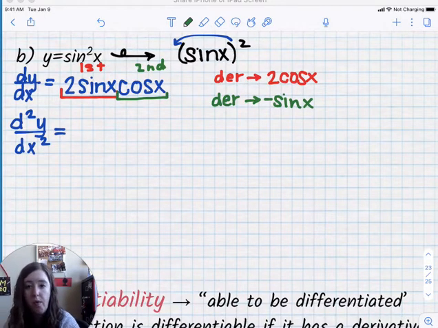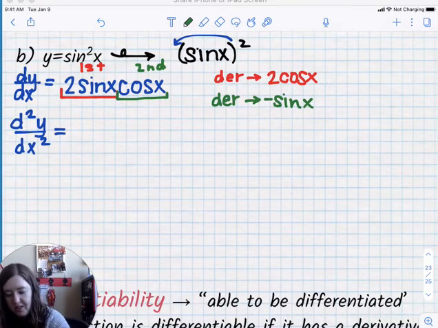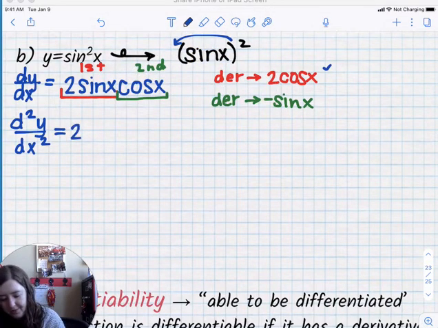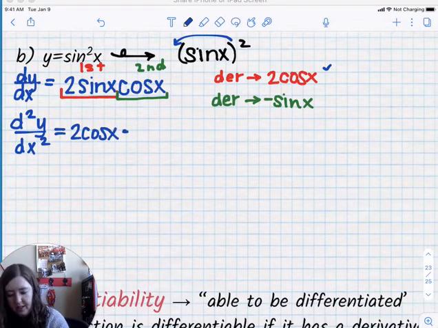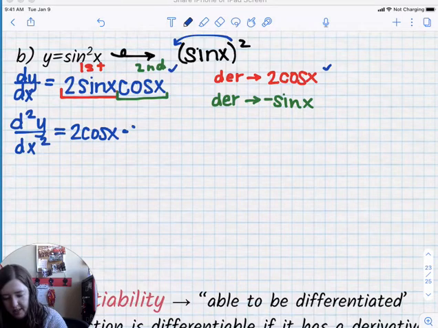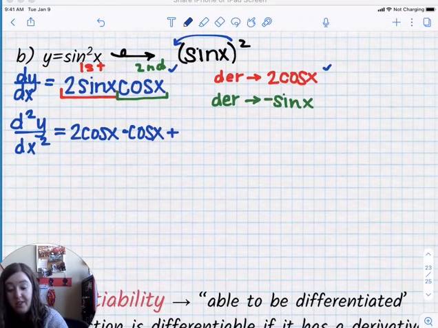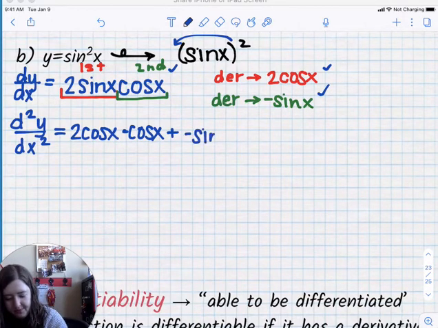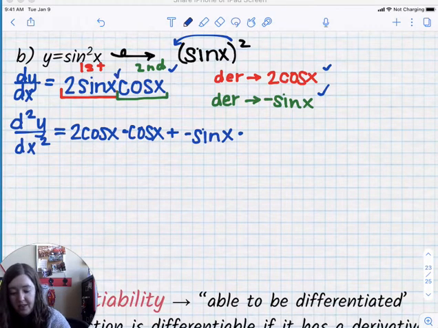So now let's find this derivative. Derivative of the first is 2 cosine x, times the second, which was cosine x, plus the derivative of the second, which was negative sine x, times the first, so 2 sine of x.